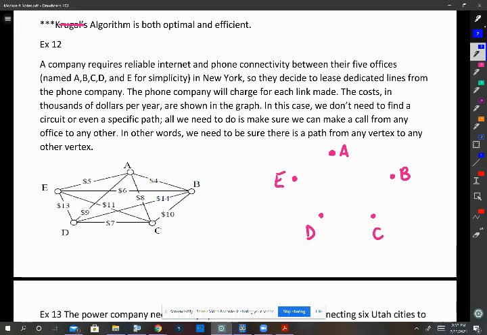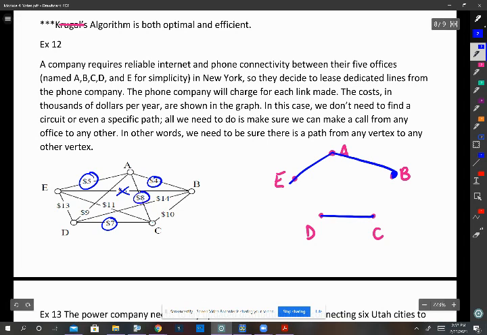As you look, our cheapest value or smallest number up there is 4, which is connecting A and B. The next smallest number is 5, which connects A and E. The next smallest number is 6, but I can't do 6 because that makes a circuit, and we can't have a circuit. So the next smallest number is 7, which connects D and C. And then our next smallest number is 8, which connects A and C.